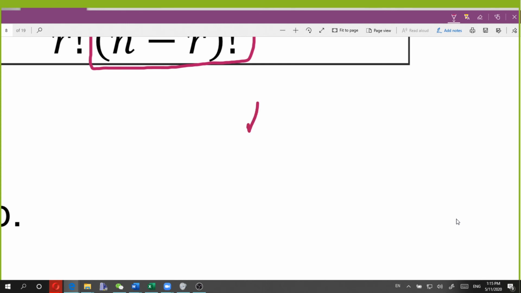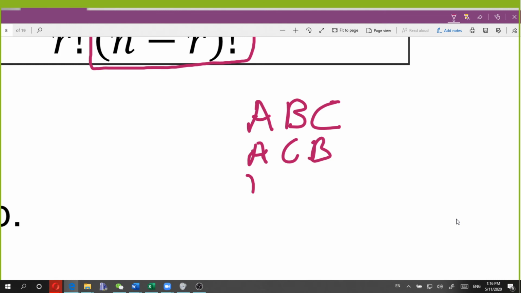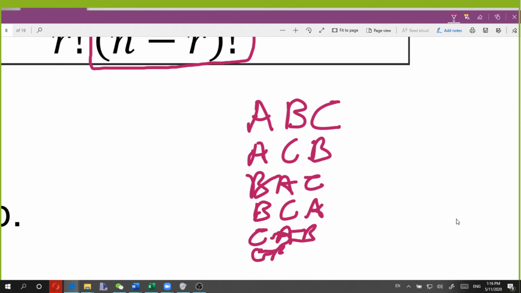See if that worked. I have options A, B, and C that we can put into any arrangement that we want. So if I did, I could have A, B, C, A, C, B, B, A, C, B, C, A, C, A, B, or C, B, A.